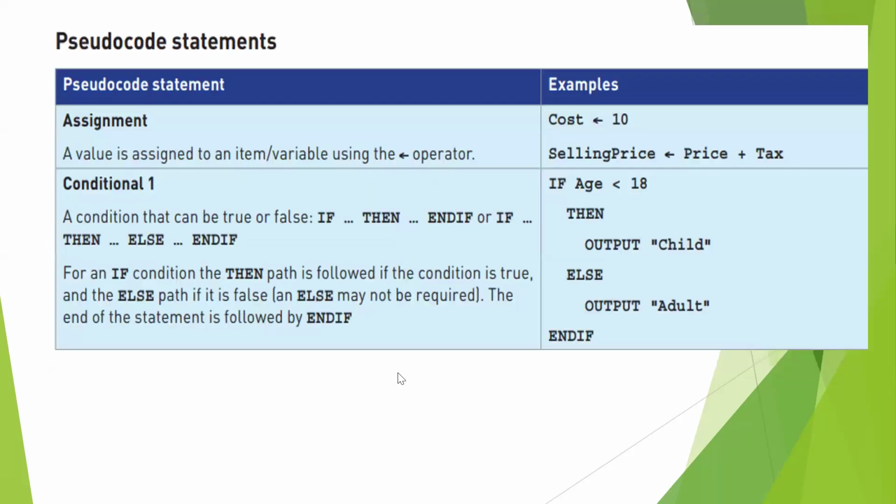Here you can see pseudocode statements. Assignment: a value is assigned to an item or variable using the arrow. Now we use the arrow. 10 is the value which is assigned to a cost variable. So everywhere we'll use cost, and cost contains 10. Selling price is equal to price plus tax. Whatever is going on the right side will be stored in the left side variable. This is called assignment. You got it?